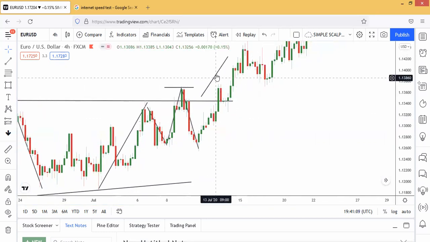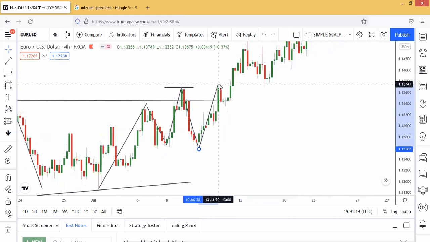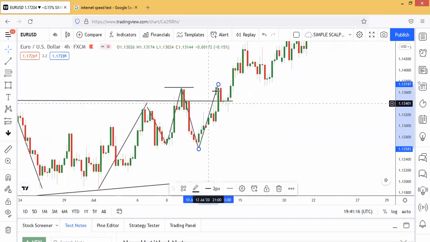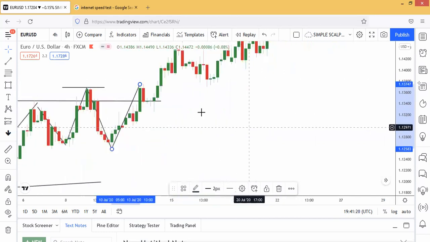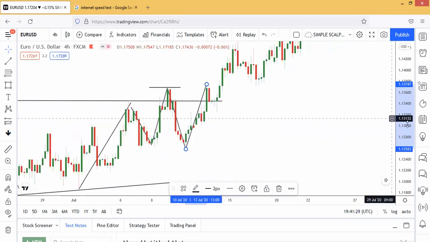Okay, now look, after this drop, the market came up again and broke the same area again. Now you can see the market retested back to the same area. Look at this, guys. The market retested back to the same area. Now, what happened right there, guys?